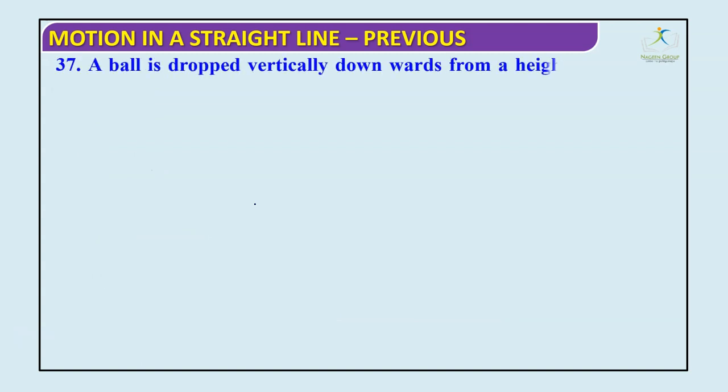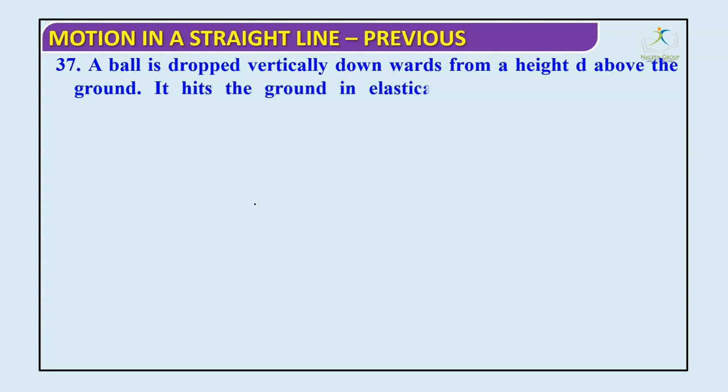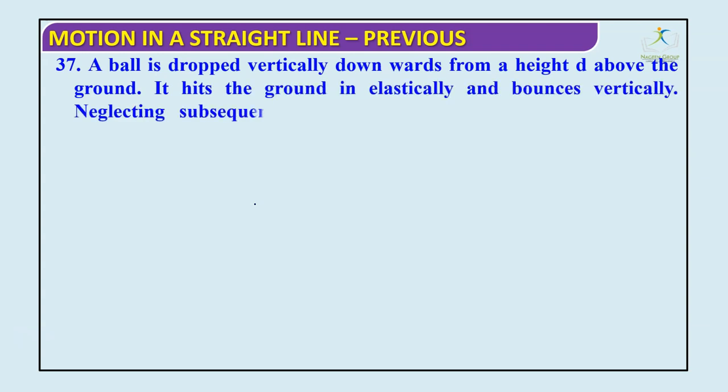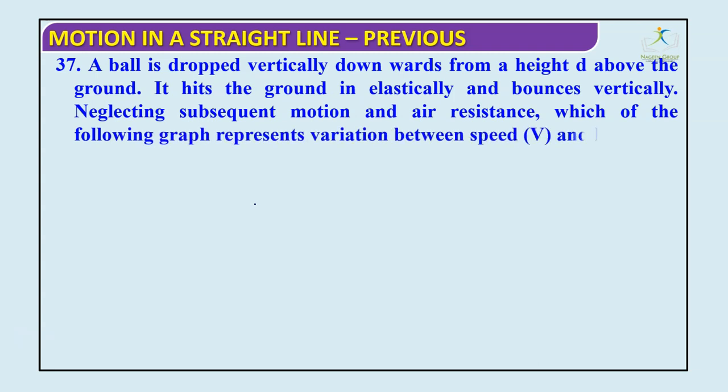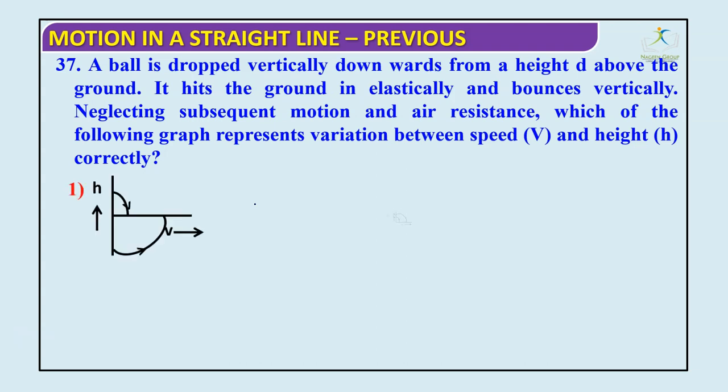Moving on to the next part, which is question number 37. A ball is dropped vertically downward from a height d above the ground. It hits the ground inelastically and bounces vertically, neglecting subsequent motion and air resistance. Which of the following graphs represents the variation between the speed and height h correctly?